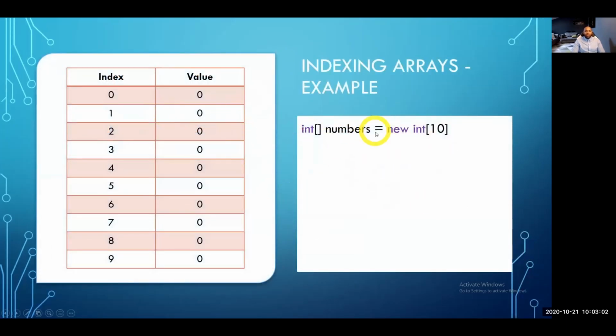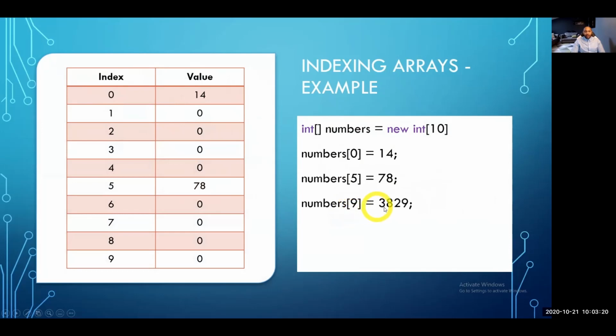Let's go through a quick example. We did this last time, indexing an array. Numbers[0] we set equal to 14, and you'll see index 0 change to 14. Index 5 to 78, that changes to 78. And numbers[9] to 3,829, that changes to 3,829. So that's how you index an array. And again, this doesn't have to be a literal. You don't have to literally type in the number. You can use other variables that are integers, or you can use a loop.